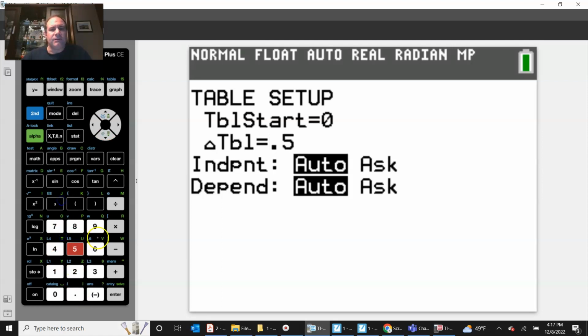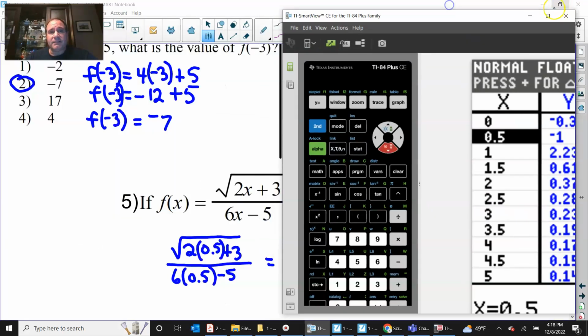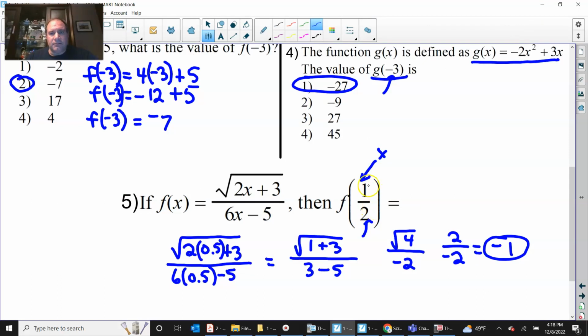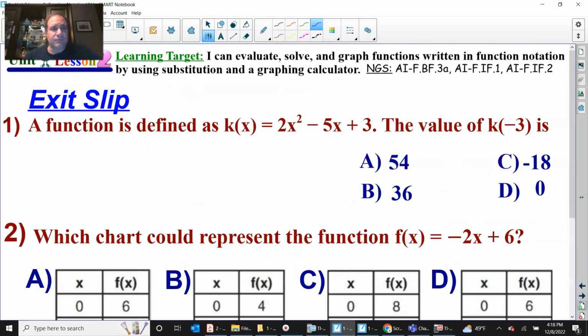Now my whole table is going to change. Second function table, and you see it goes by halves now. And now I want to see, when the x is a half, what the y is going to be, and it's -1. So you could see basically that when the x is a half, the y is -1. I did it by hand, but you could do it in the calculator as well. And I would do it in the calculator. Why not? Right? So, and those are the 5 Regents questions.